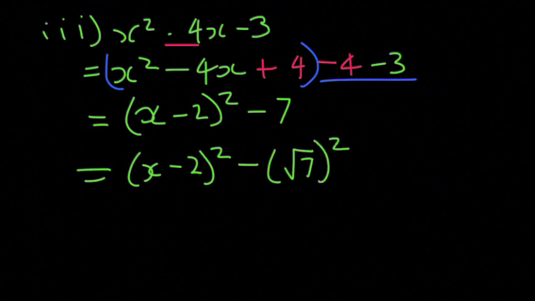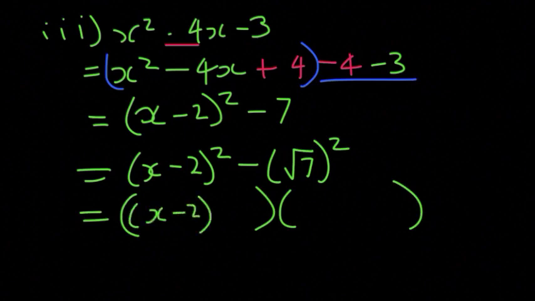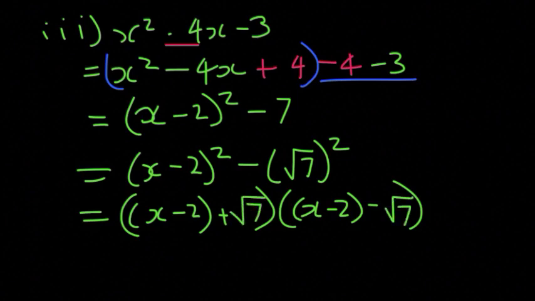That's a difference of two squares. And when I factorize that as a difference of two squares, I'll have two sets of brackets. And there'll be x minus 2 at the front of the first set, and x minus 2 at the front of the second set. We have a plus sign and a minus sign. And the last thing that goes in both sets of brackets is the square root of 7.